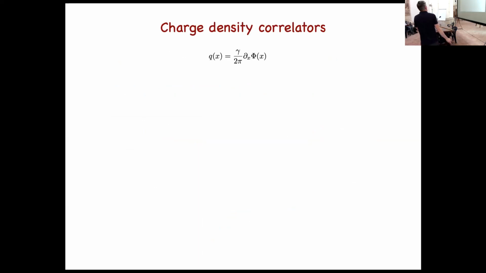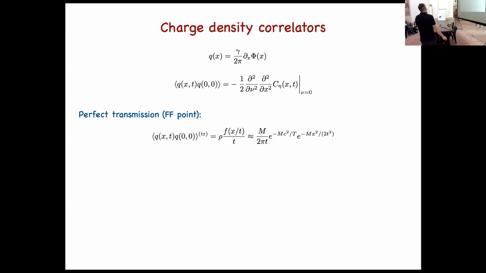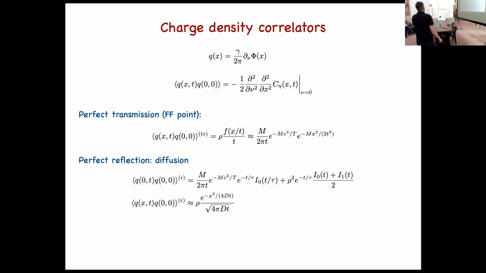So you can ask at this point, what can I say about the charge density correlator? What is the charge transport in this model? I can compute that by differentiating my vertex operator correlation function. You can convince yourself that this works. And what we found, just for completeness, is that for perfect transmission, so the free case, we get a ballistic result. This 1/t dependence is a hallmark of ballistic transport. In the perfect reflective case, we get a diffusive result. Again, it's not so surprising.